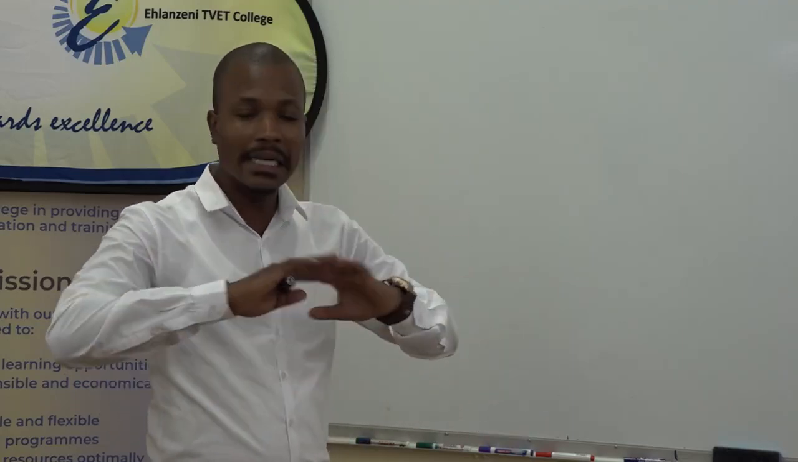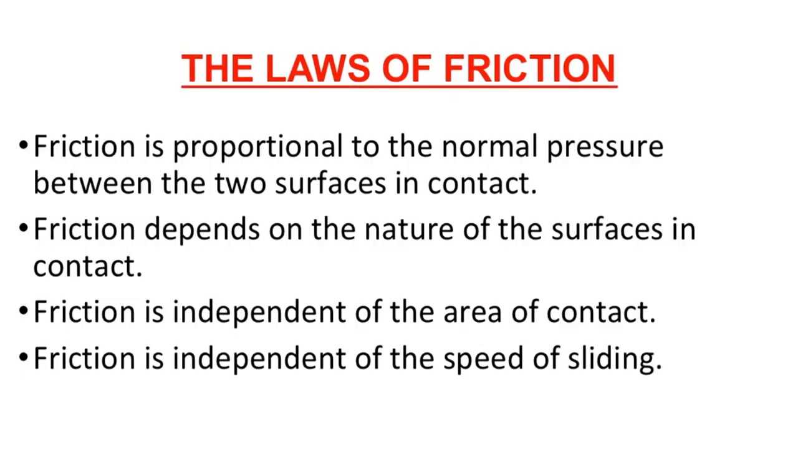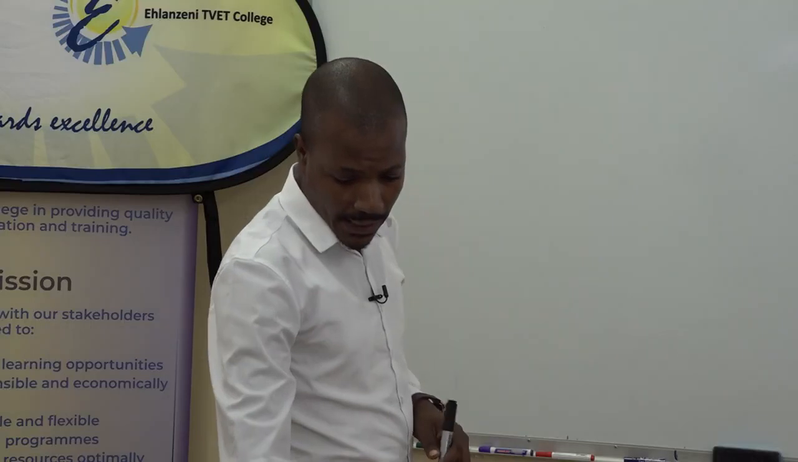So friction doesn't depend on the speed, it doesn't depend on the area of contact, but friction depends on the nature of the surface. Again, friction depends on the normal pressure which is present there. Now, since we've spoken about friction, I believe that you understand what friction is and where we find friction, the advantages of friction, the disadvantages of friction and all that.